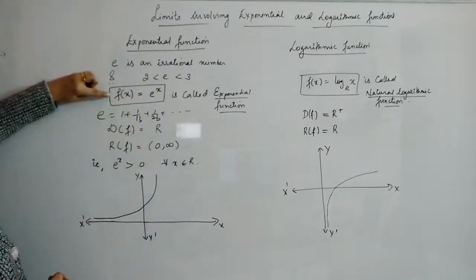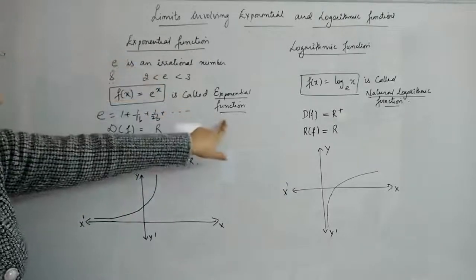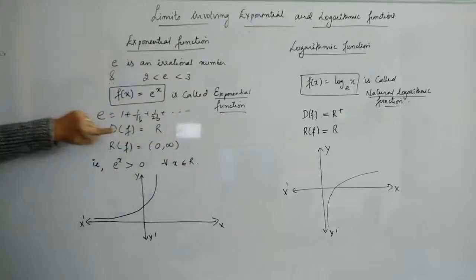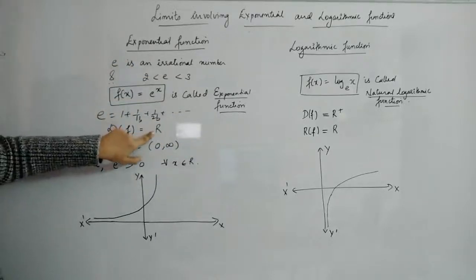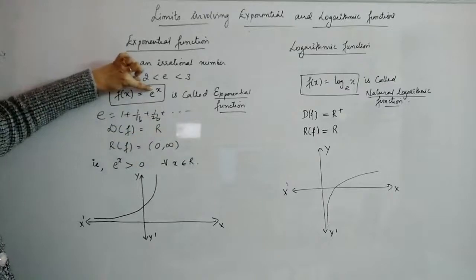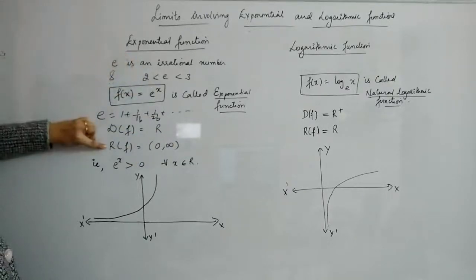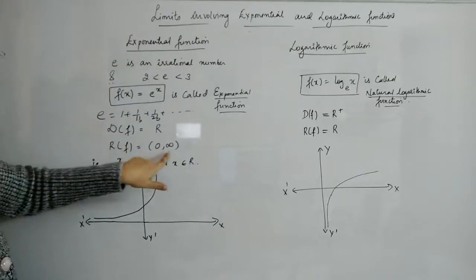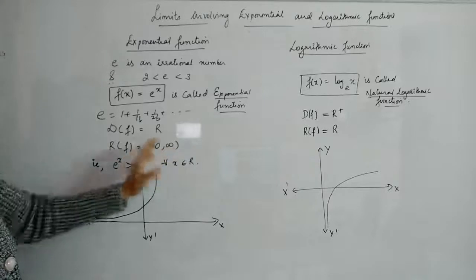Now the function f of x equal to e raised to x, which is known as the exponential function, its domain is R. Domain is R means x can take all real values. But the range will contain only positive values, that is 0 to infinity. Range is 0 to infinity means only positive values.